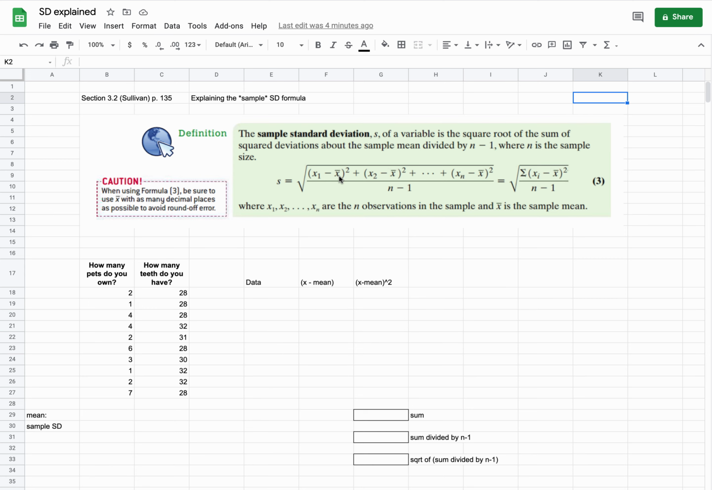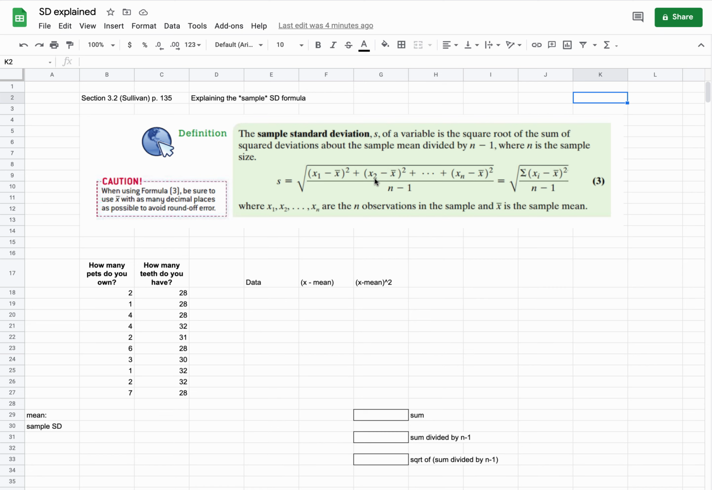The squaring gets rid of any negative signs that might happen. Sometimes the number is bigger than the mean, sometimes the data point is smaller than the mean. We don't really care which way it is. We want to know how far it is from the mean and then square it to get a positive answer. Then you see the plus sign. Now we're going to repeat with the second data point.